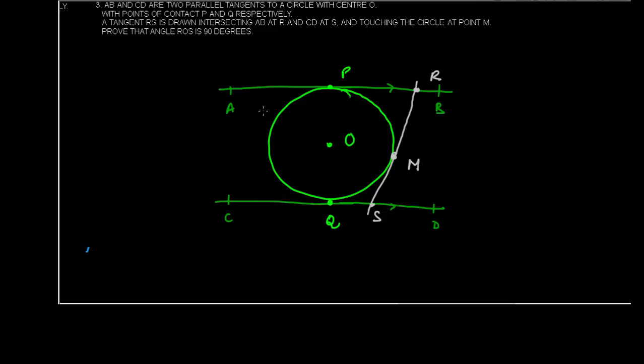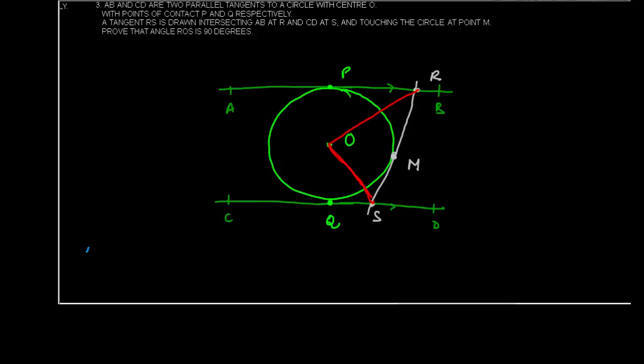Prove that angle ROS is 90 degrees. So suppose I'm joining R to O and O to S, right? I need to prove that this angle is 90. So how will I prove it? It's a very, very important question. Although it's an NCERT question, it is an important question. That's why I've given it to you. Right, so we need to prove that this angle ROS is 90.